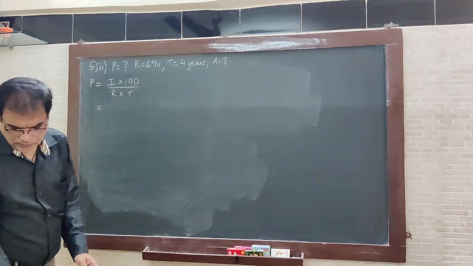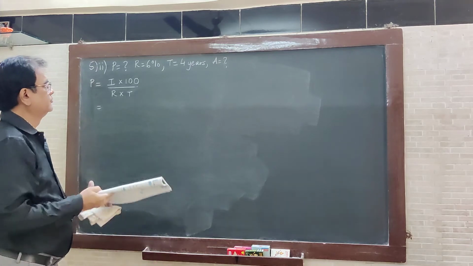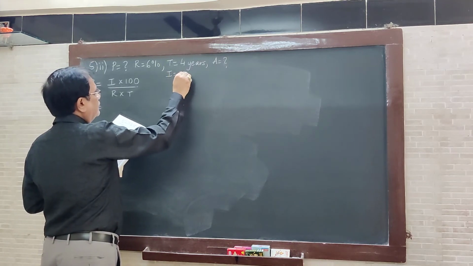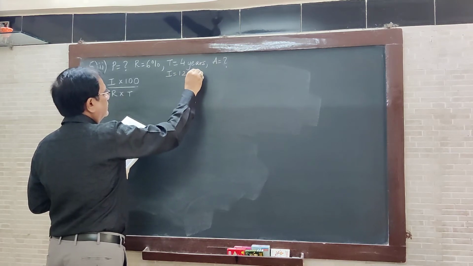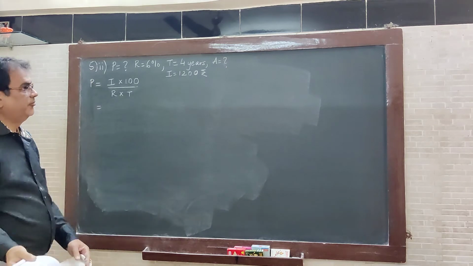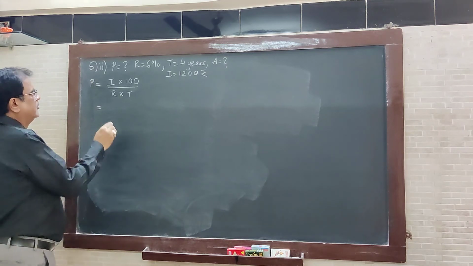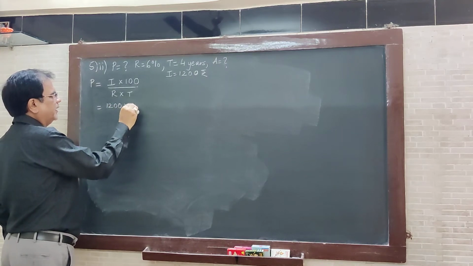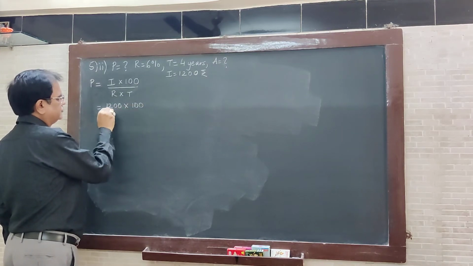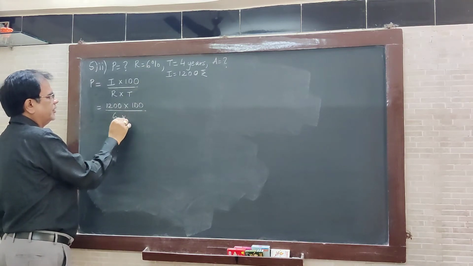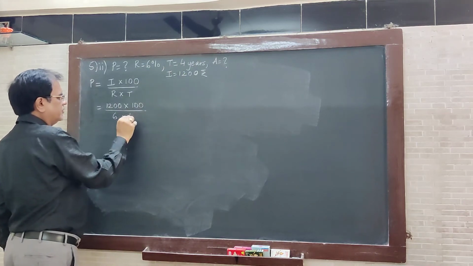So I have not copied on the other blackboard. How much is I given? I is given 1,200 rupees in the sum. So I is 1,200 multiplied by 100 upon R is 6% and number of years is 4.